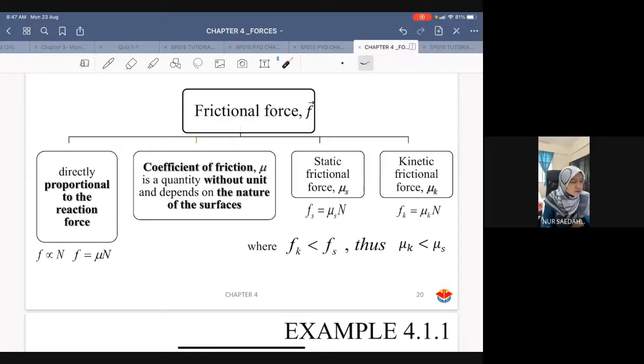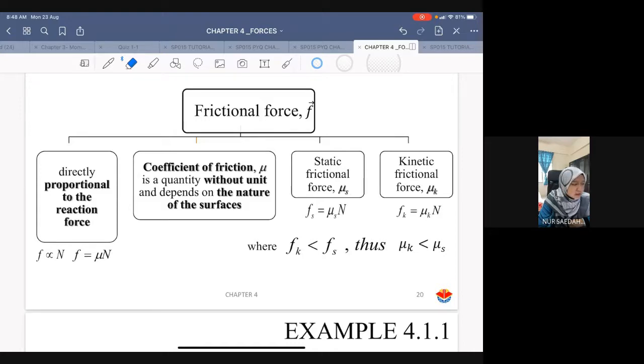Tapi tengok dia punya formula sama je. F sama dengan mu N. Cuma kita letak je subscript dia. Okay, you have to know that the friction, the kinetic friction is less than static friction. Okay. Kenapa kinetic friction lagi rendah nilainya dari static friction?